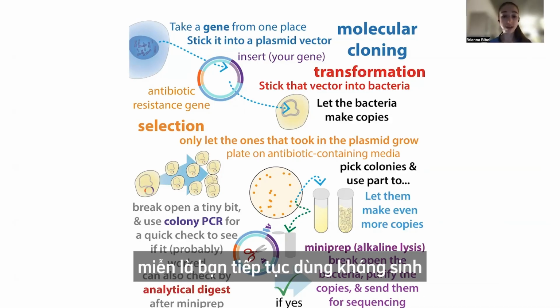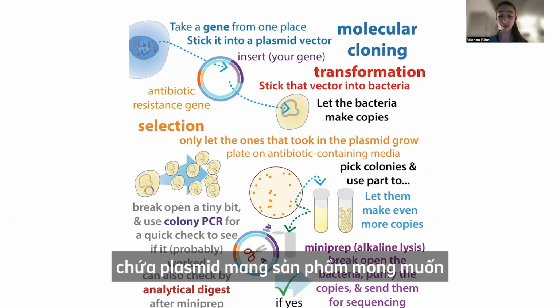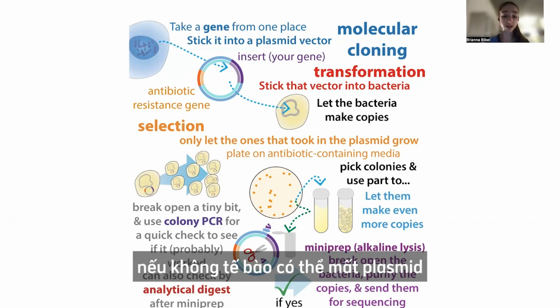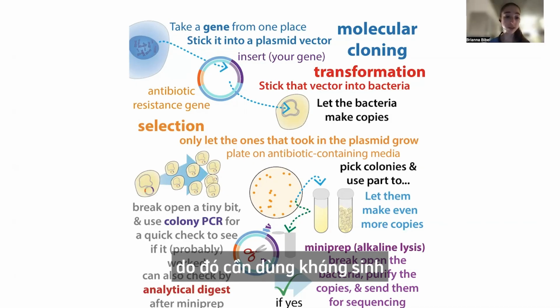And then, as long as you keep using the antibiotic, you'll end up with a consistent population that has your product of your thing of interest. Remember though that you have to keep using this antibiotic, or else the cells can lose that plasmid because it will probably be a fitness disadvantage. So you have to use the antibiotic throughout whenever you're working with these bacteria.